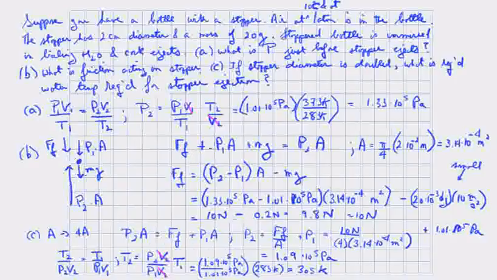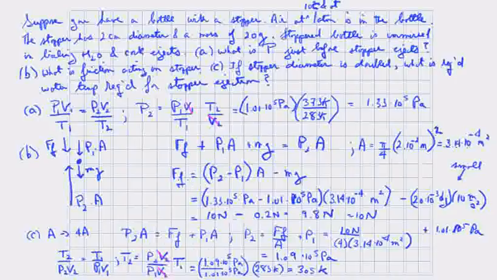And so these forces are all in equilibrium just before the cork starts moving. That means that the frictional force plus the downward force due to the atmosphere plus the weight of the cork is equal to the upward force from within the bottle, P2 times A. We can calculate the area as pi over 4 times the diameter squared. Diameter is 2 centimeters, which is 2 times 10 to the minus 2 meters, squared, and so this is 3.14 times 10 to the minus 4.